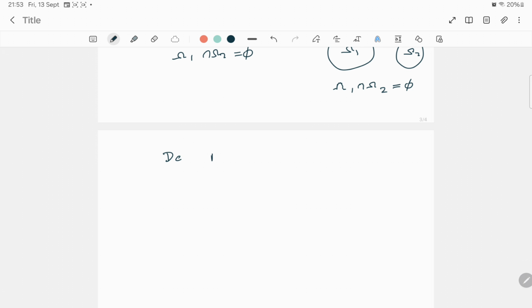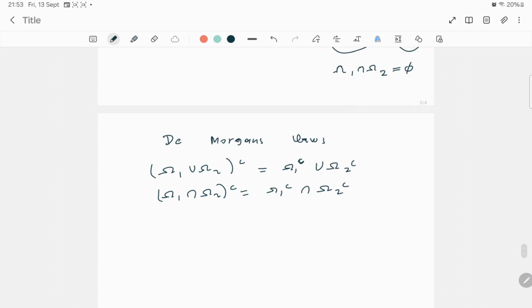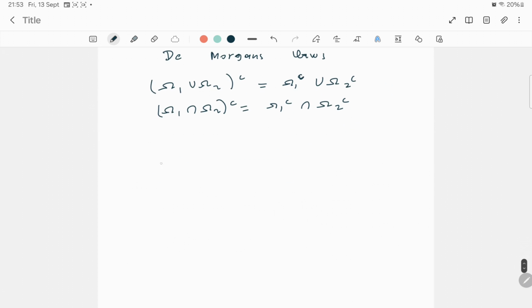Now let's see De Morgan's laws. You have omega 1 union omega 2 complementary equals omega 1 complementary intersection omega 2 complementary. You have omega 1 intersection omega 2 complementary, and this is omega 1 complementary union omega 2 complementary. So let's say that x does not belong in omega 1 and x does not belong in omega 2. This means that x belongs to omega 1 complementary and x belongs to omega 2 complementary.